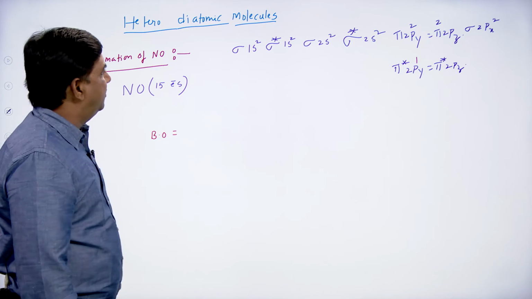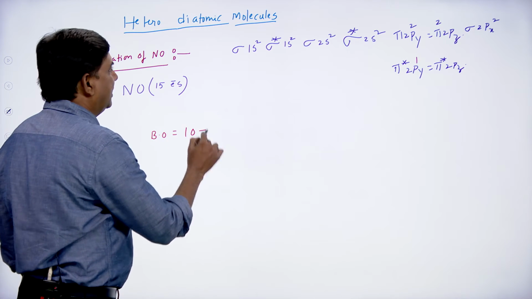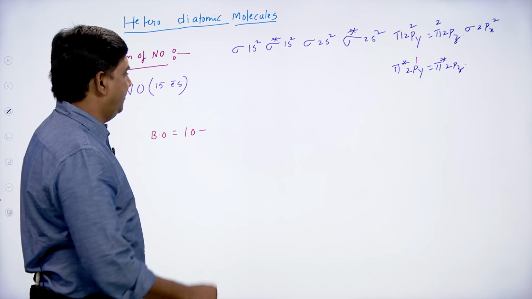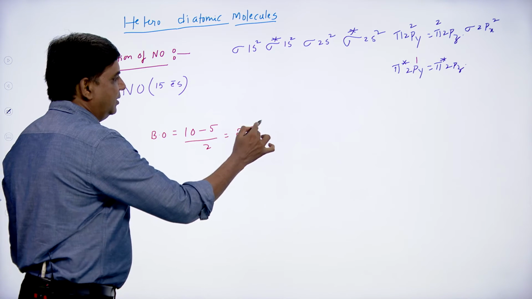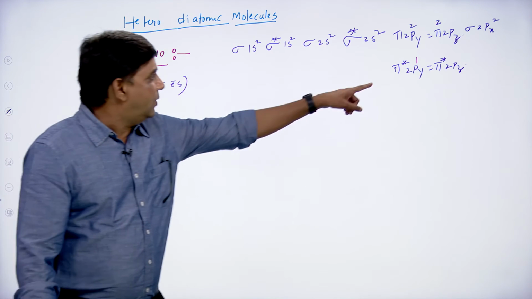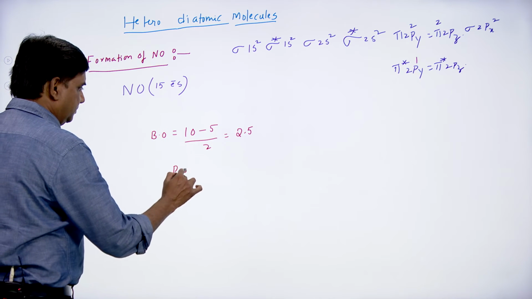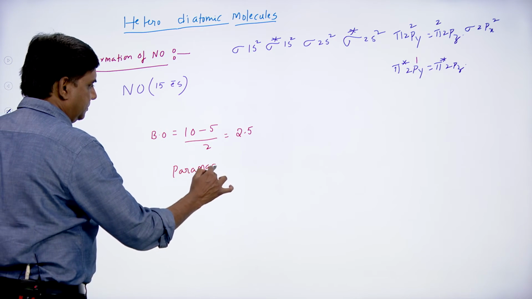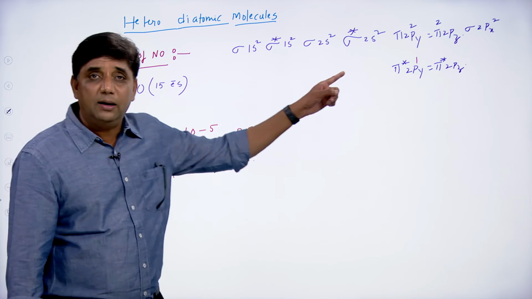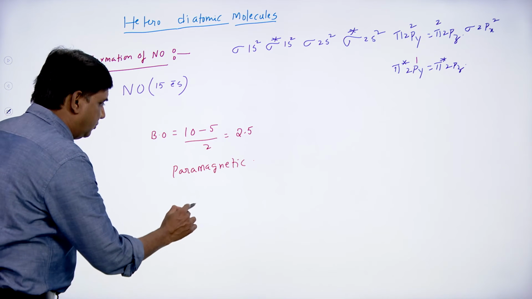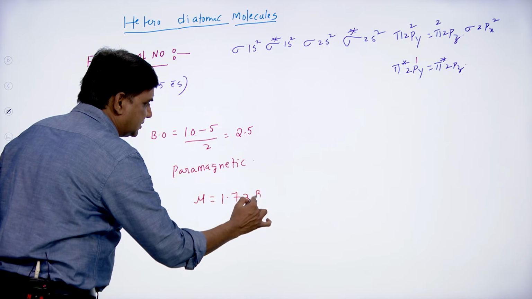Number of electrons in the bonding orbitals: 4, 6, 8, 10. Antibonding orbitals 5. So 10 minus 5 by 2 is equal to 2.5. We have one unpaired electron, therefore it is paramagnetic in nature. And students, as one unpaired electron is there, the magnetic moment would be 1.73 Bohr magnetons.